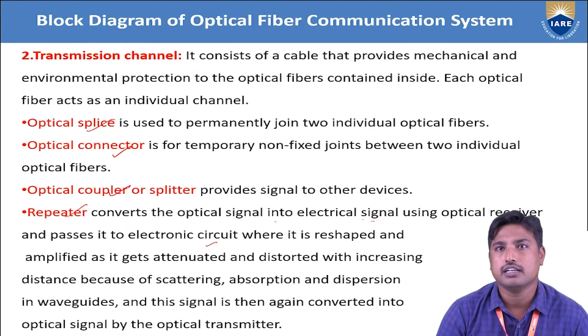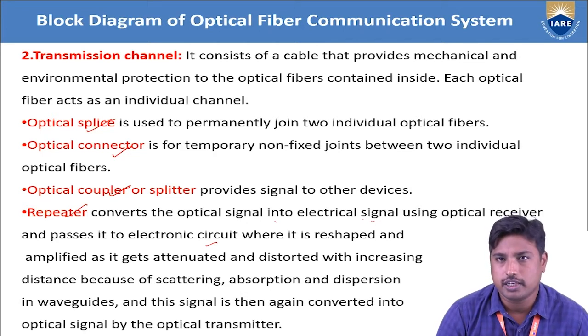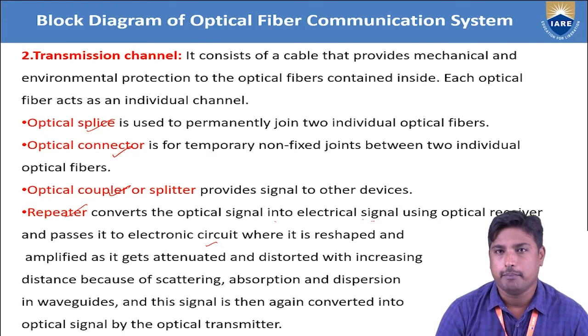Here the transmission channel consists of optical splice, optical connector, optical coupler or splitter, and repeaters. So, optical splice is used to permanently join two individual optical fibers. To join temporarily, we are using optical connector, and the splitter is used to provide the signals to other devices. Repeater converts the optical signals into the electrical signals and amplifies them also. At the same time, the signals are amplified using the repeaters.